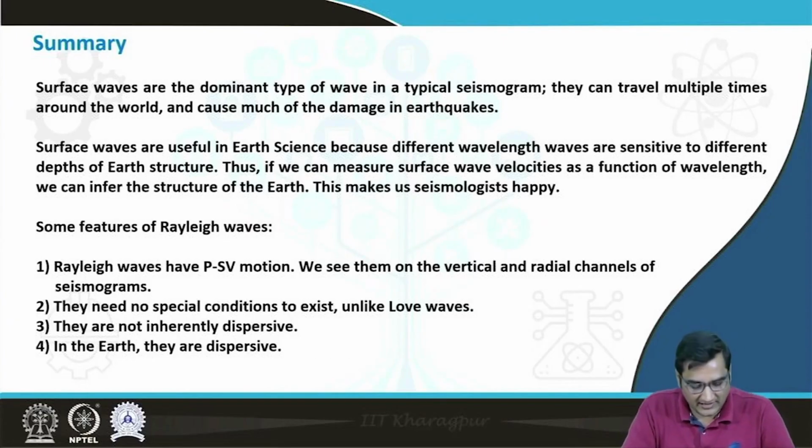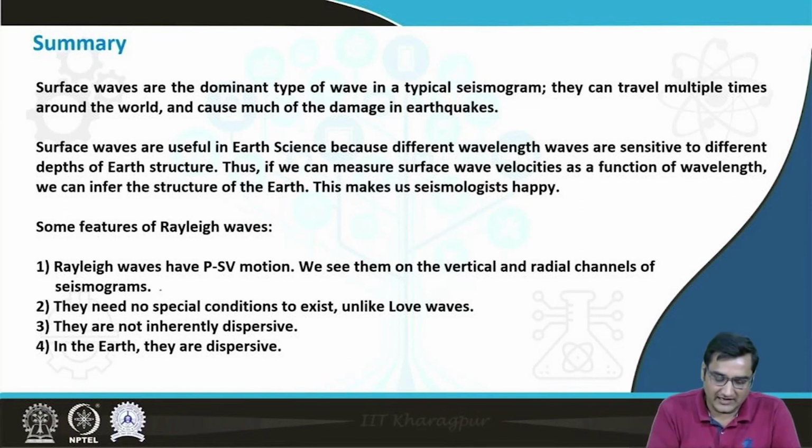Some features of the Rayleigh waves go like this. The Rayleigh waves have P and SV motion. We see them on the vertical and the radial channels of the seismogram. They need no special condition to exist, unlike Love waves. They are not inherently dispersive. In the earth, they are dispersive because of the heterogeneity of the earth.